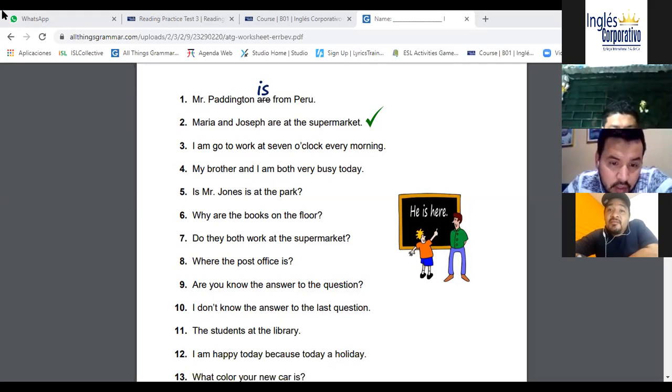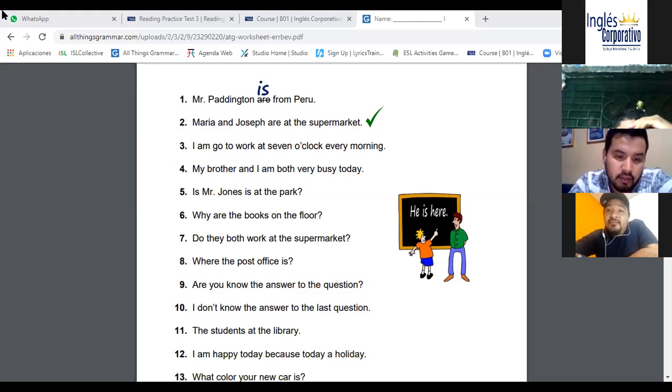Are you know the answer to the question? It's correct. Very good. Ah, wait. Are you know the answer? No, it's not correct. Nope. I know you know. ¿Y qué significa que no? No es saber. Estamos diciendo, ¿sabes la respuesta? Tú sabes la respuesta a la pregunta.